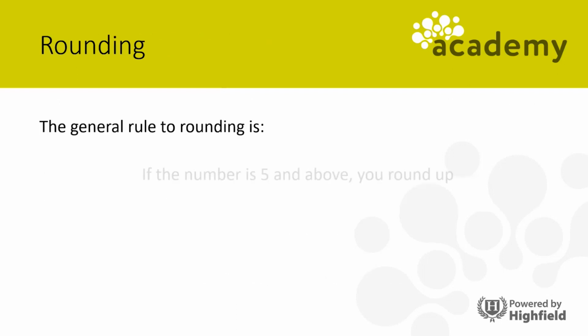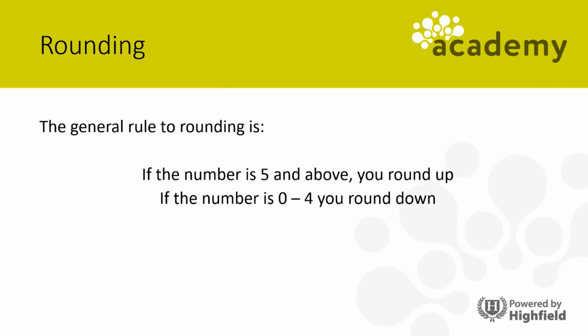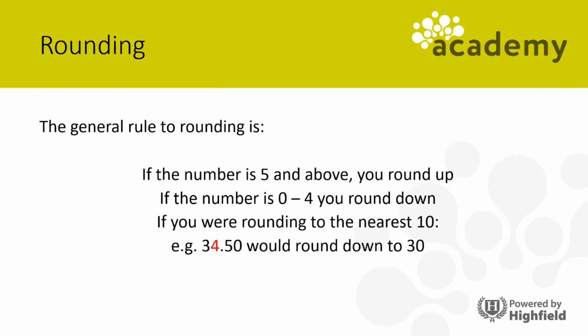The general rule to rounding is if the number is 5 and above, you round up. If the number is 0 to 4, you round down. If you're rounding to the nearest 10, 34 would round down to 30. 36 would round up to 40.